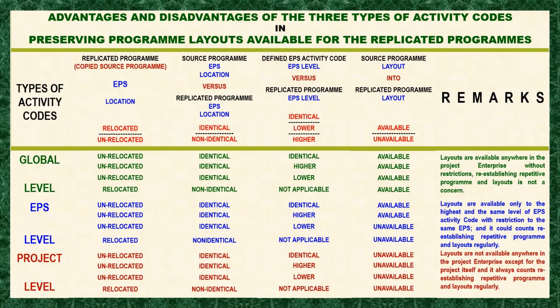Okay, I hope we've got some insight in this presentation about the three choices of activity codes. So what's your choice? For me, I prefer to use the global level activity code unless specific requirements demand the use of the other types of activity codes. Before I forget, project level activity codes can also be converted into global and EPS level activity codes.